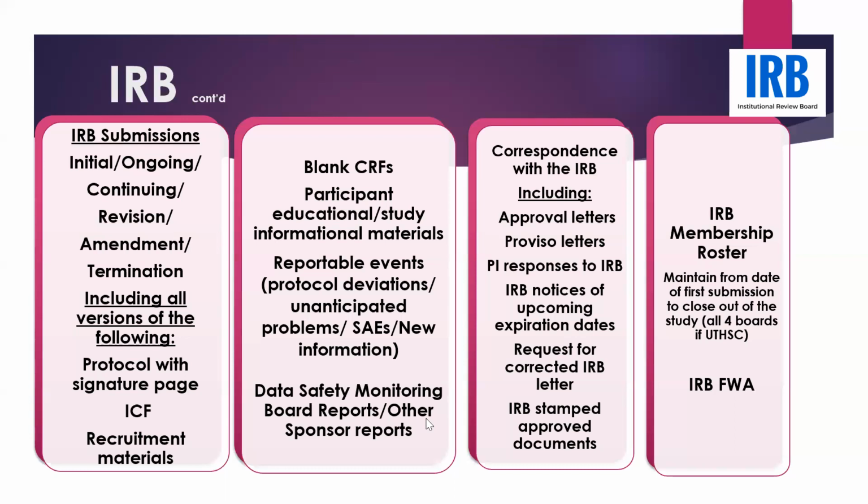So correspondence with the IRB includes approval letters, proviso letters, PI responses, and IRB notices of upcoming expiration dates. If you had an IRB letter and you needed a correction of that letter because something in it was not correct, which rarely happens but does happen, you would want to put that in there. Also your IRB-stamped documents, things like that.